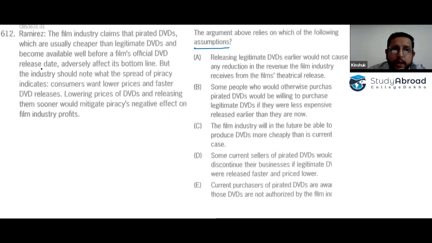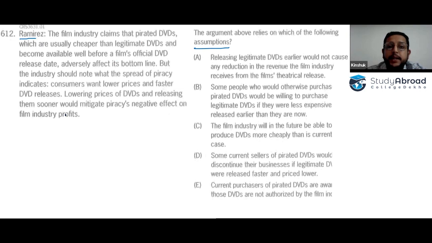So here it says there is a person, Ramirez. What does this person say? It says the film industry claims that pirated DVDs, which are usually cheaper than legitimate DVDs and become available before a film's official DVD release date, adversely affect its bottom line. So what is happening here? They're saying that because of the piracy, before legitimate DVDs can become available, the piracy takes over, right? And it is affecting adversely.